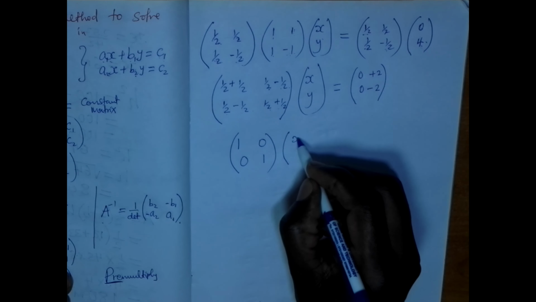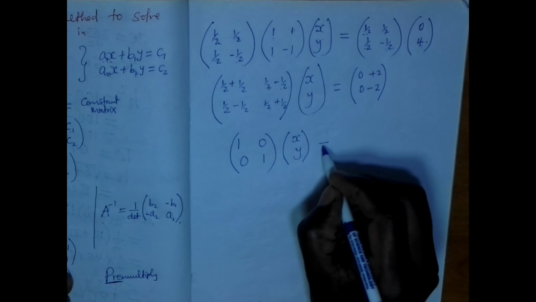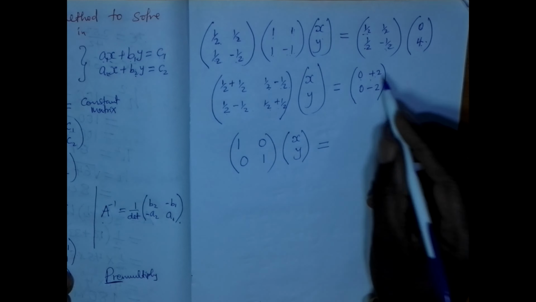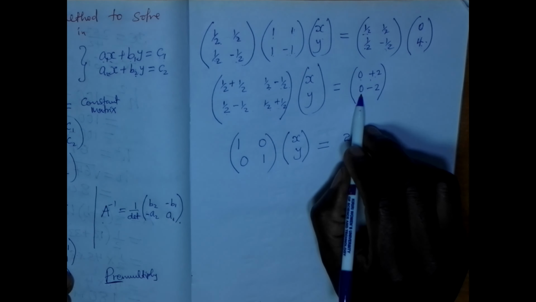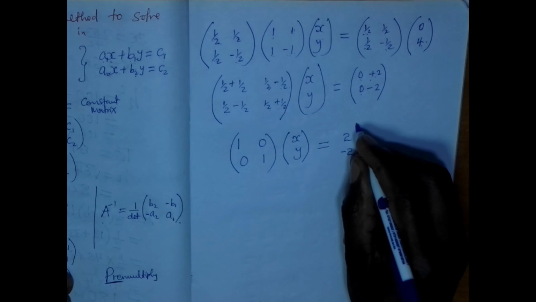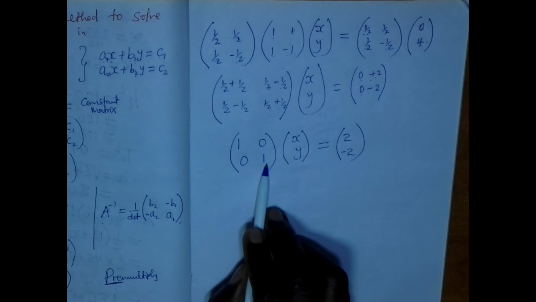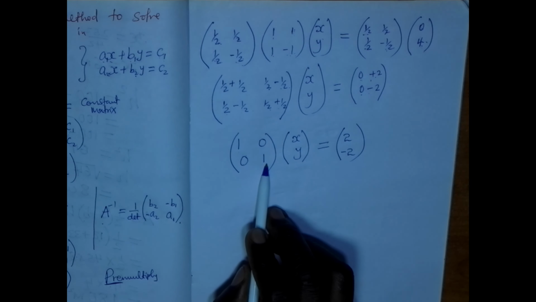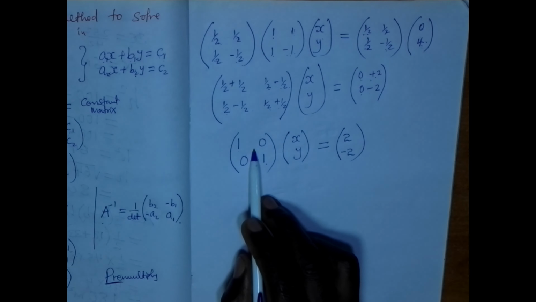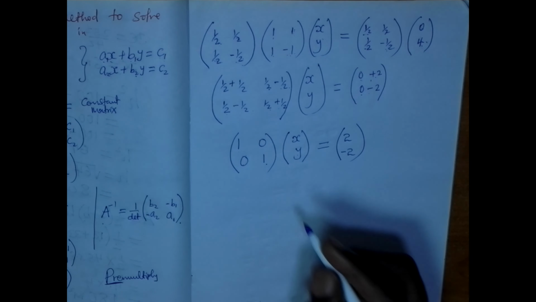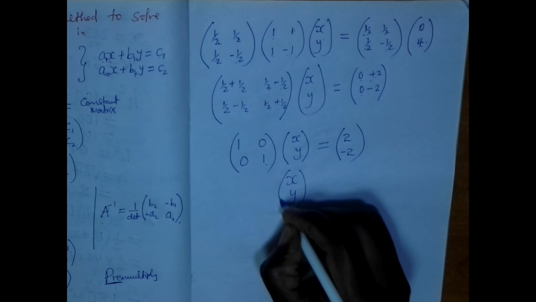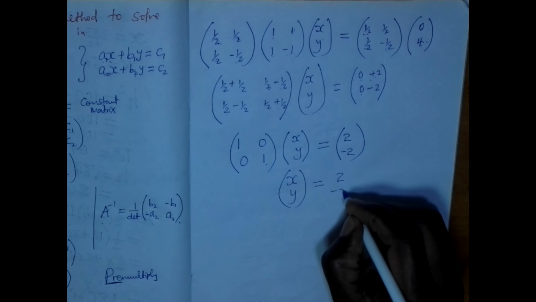Then multiply by the variable matrix, which will be equal to this. Now 0 plus 2 is 2, and 0 minus 2 is minus 2. This matrix 1 0 0 1 is an identity matrix, which behaves like 1. So multiplied by this, we end up getting the column x, y equal to 2, minus 2.